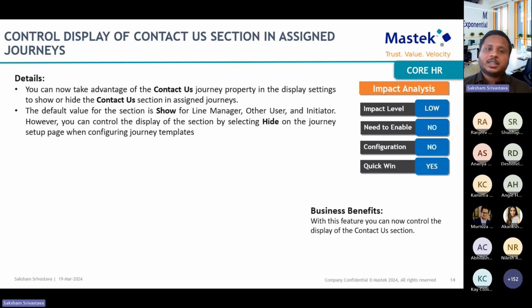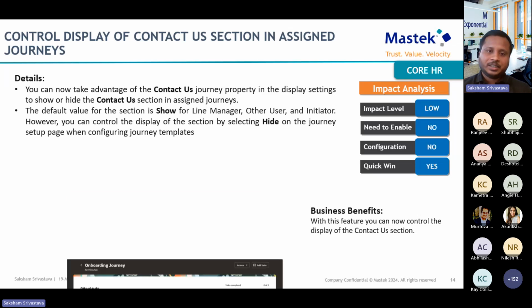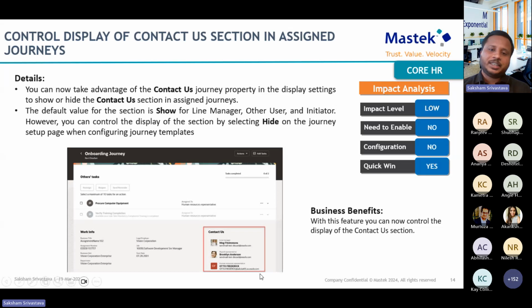The next feature is control display of contact us section in assigned journeys. For those of you who have worked on journeys before, you must be aware that there is a contact us section. If you see on my screen, on this image at the bottom right, people can see the different representatives, line managers, and so on while performing their journeys. Now you have better control over whom you want to show this section, or if you want to hide this section from some of the users, you can do that too.